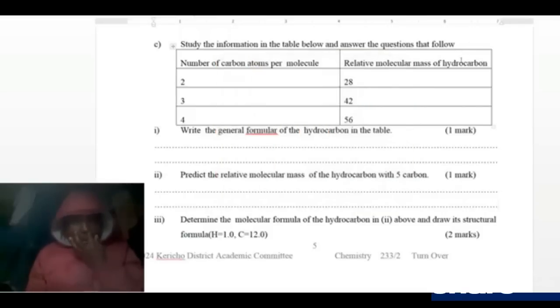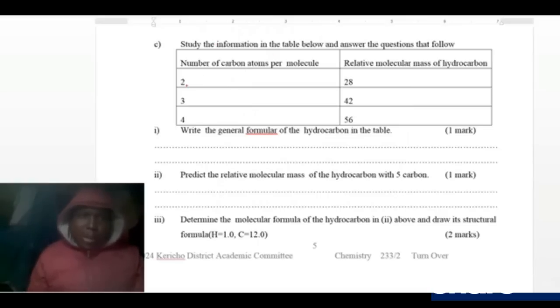Study the information in the table below. Number of carbon atoms per molecule, relative molecular mass. Write the general formula for the hydrocarbon. We have been asked to write the general formula, but look at the table. So how will you tell what the general formula is?